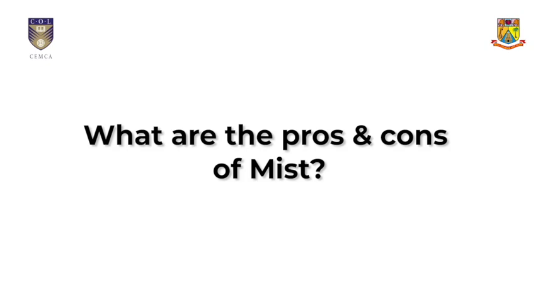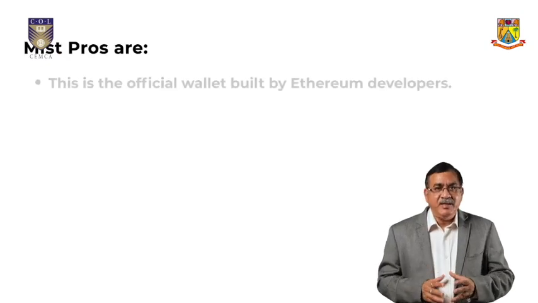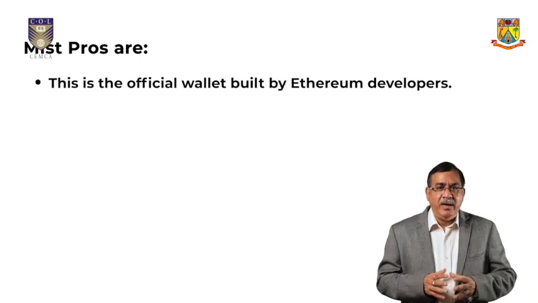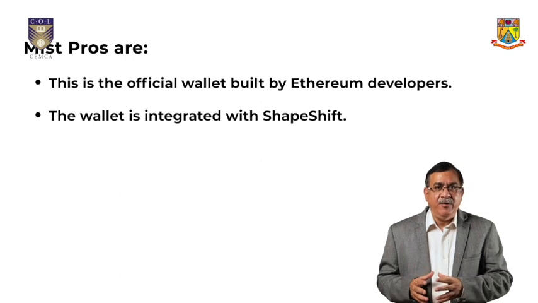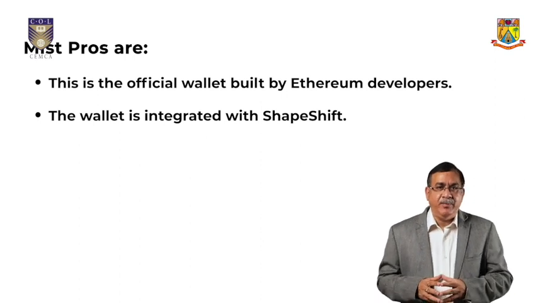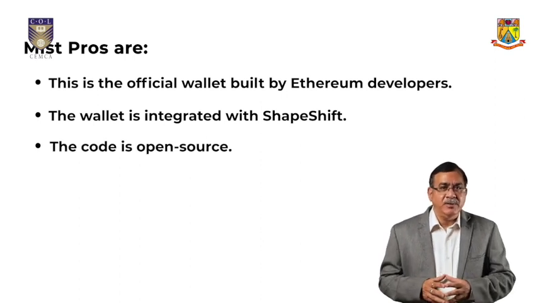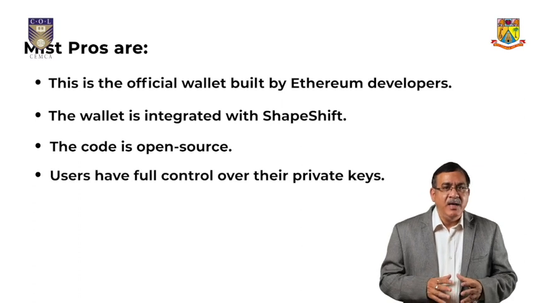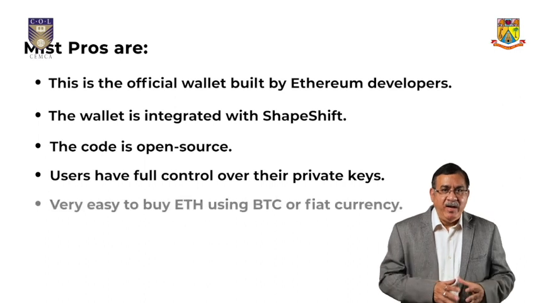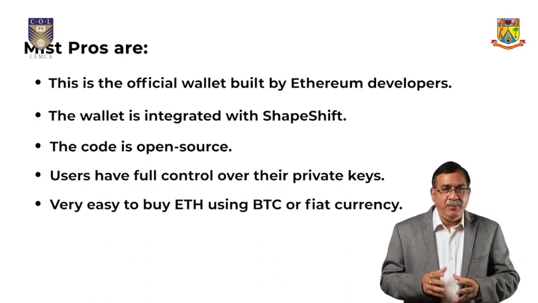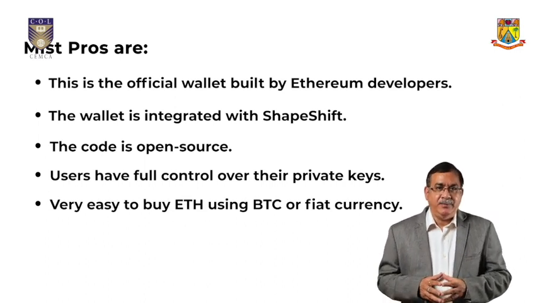So, what are the pros and cons of Mist? Pros are: this is the official wallet built by Ethereum developers. The wallet is integrated with Shapeshift. The code is open source. Users have full control over their private keys. Very easy to buy ETH using BTC or fiat currency.